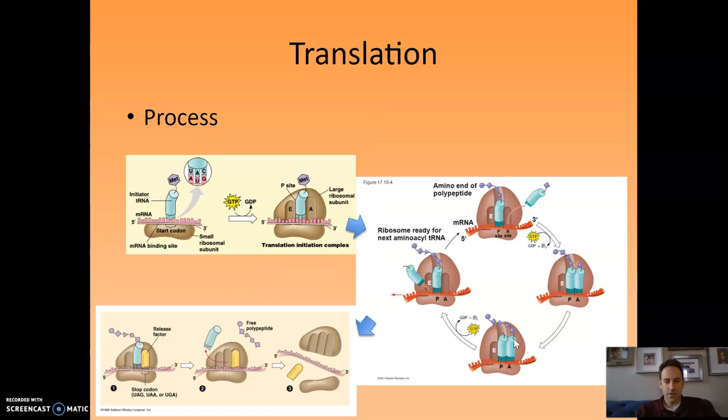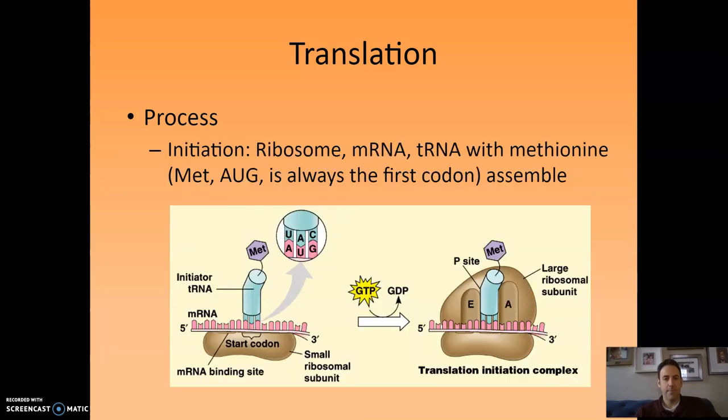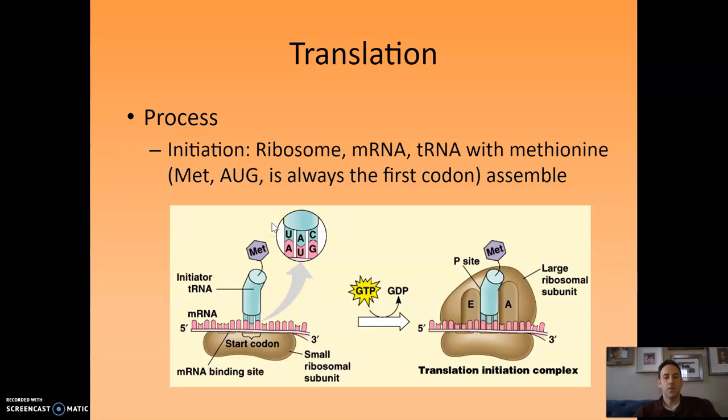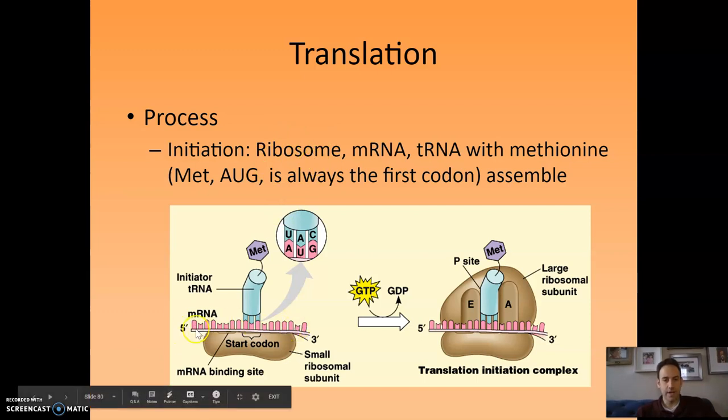So how does this all go down? Again, that animation, I think, really helps. Here's the big picture process. Here it is step by step. So zoom in on these pictures one by one. First is what's called initiation. What happens is the ribosome, the messenger RNA right here, and the tRNA, which is going to contain methionine, come together, because remember, methionine is always the first amino acid.